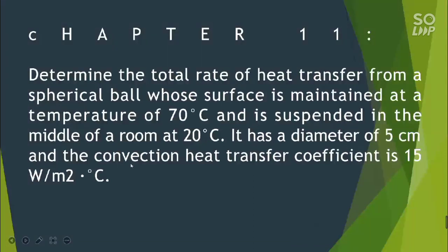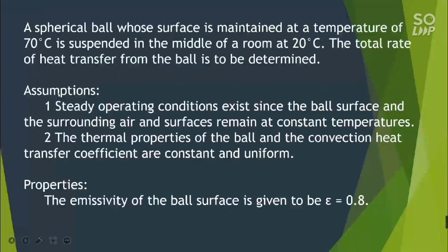It has a diameter of 5 cm and the convection heat transfer coefficient is 15 watts per square meter per degree Celsius. So in the problem, a spherical ball whose surface is maintained at a temperature of 70 degrees Celsius is suspended in the middle of a room at 20 degrees Celsius. So the total rate of heat transfer from the ball is to be determined.